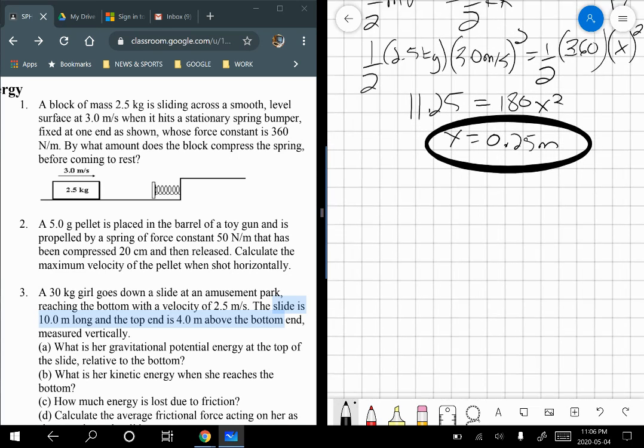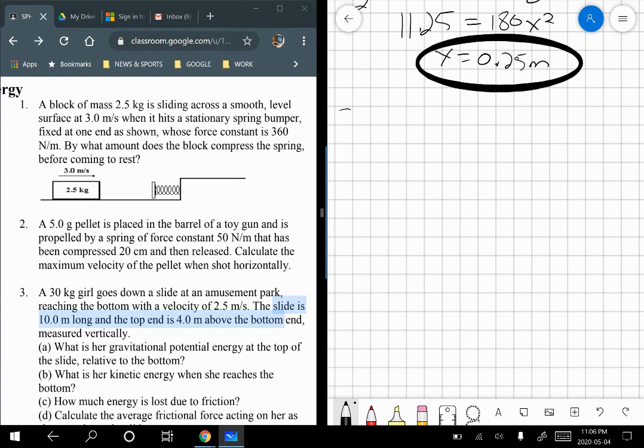Number two says a 5-gram pellet is placed in the barrel of a toy gun and is propelled by a spring with, again, a force constant, that's the stiffness, of 50 newtons per meter. That's been compressed 20 centimeters and released. Calculate the maximum velocity. So this is the velocity that the pellet leaves the gun.